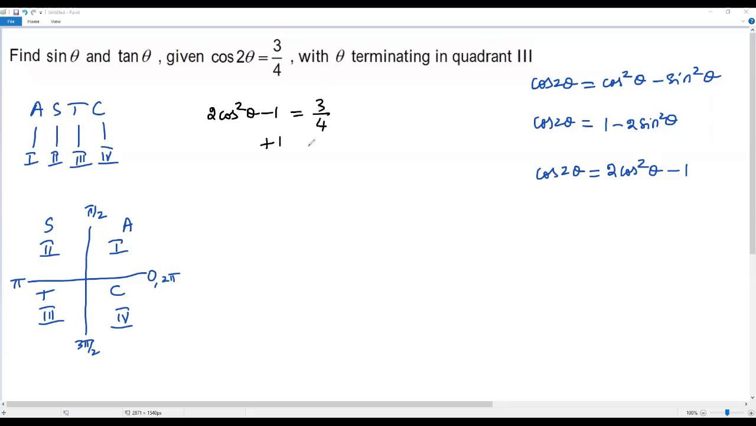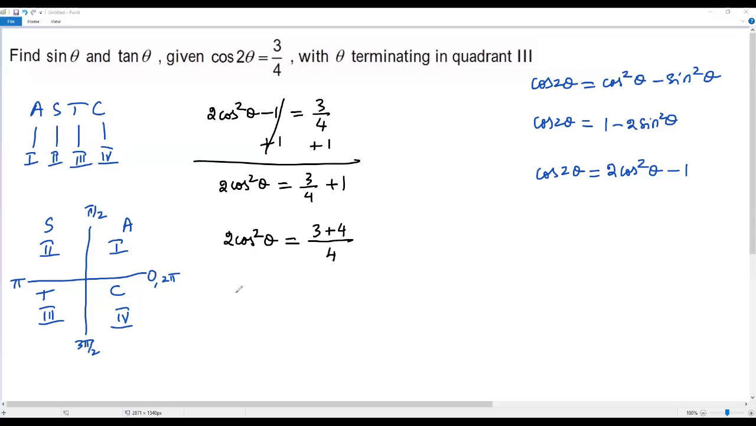Okay, now we have to solve for cosine theta. For that, I am adding 1 to both sides. So positive and negative 1 will cancel out. I am getting 2 cosine square theta is equal to 3 over 4 plus 1. So to add a fraction and an integer, I have to multiply this integer by the denominator of the fraction. Once I'm done with this multiplication, I can take this 4 as a common denominator. So I'm getting 3 plus 1 times 4, which is 4. Now we can take this 4 as a common denominator. Okay, now we have 2 cosine square theta equals 7 over 4.